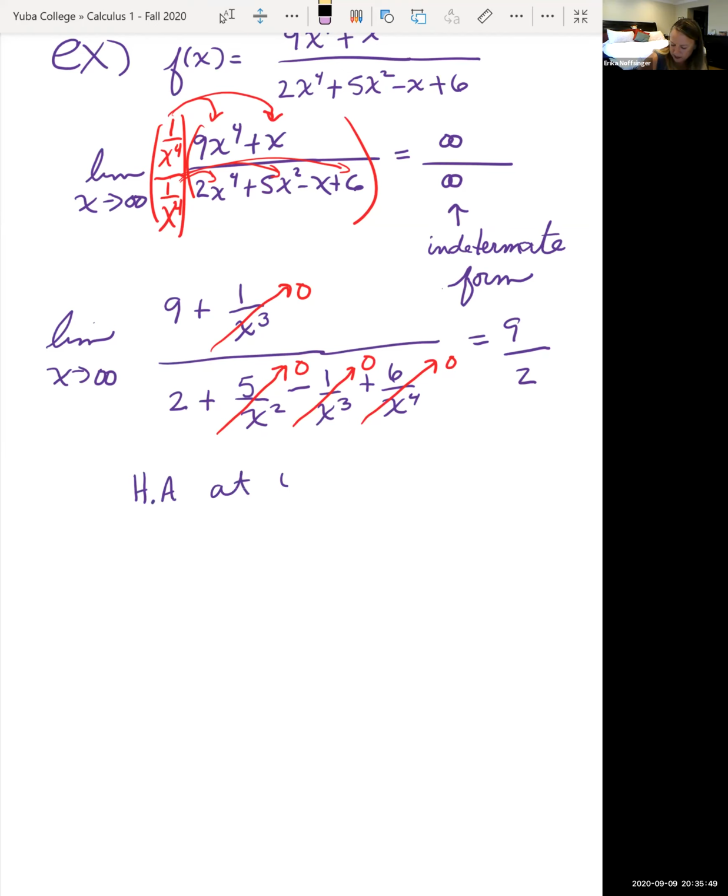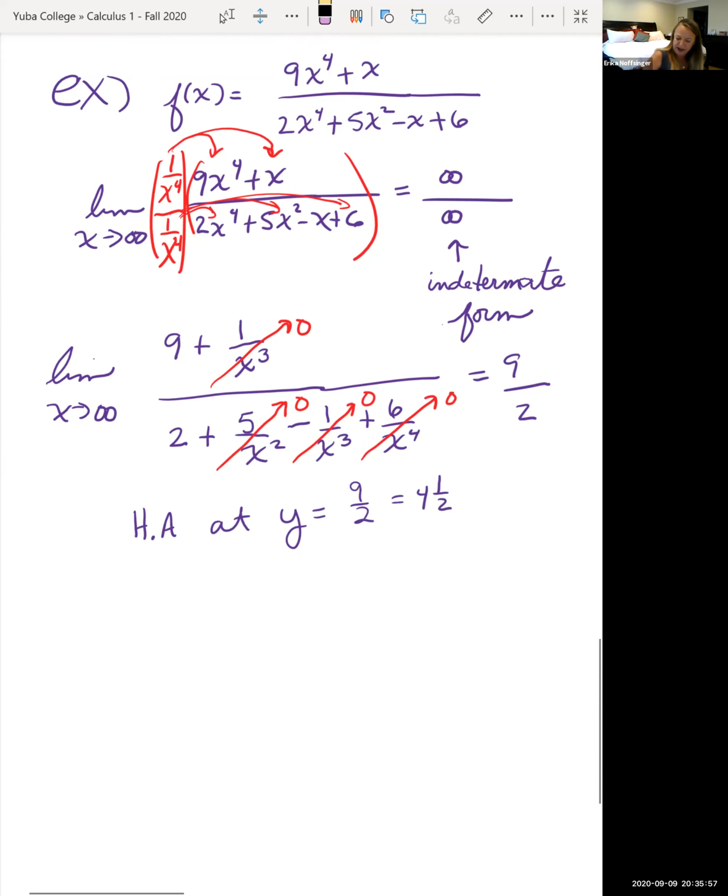Horizontal asymptote at y equals 9/2. So that was part A.